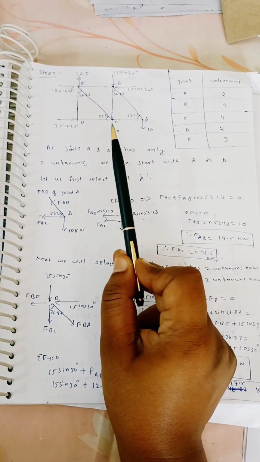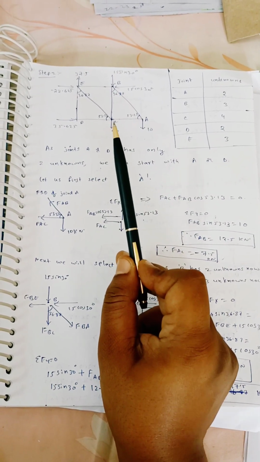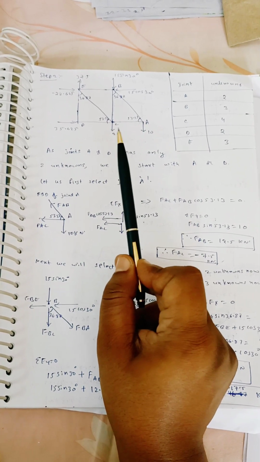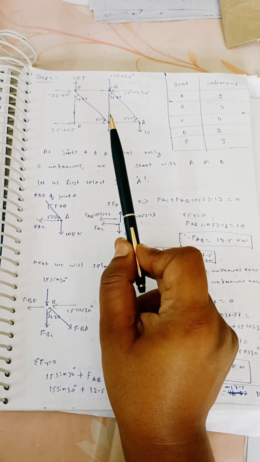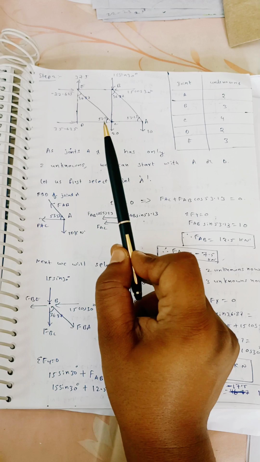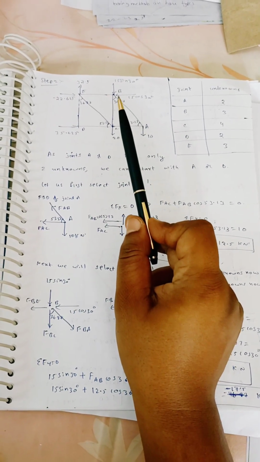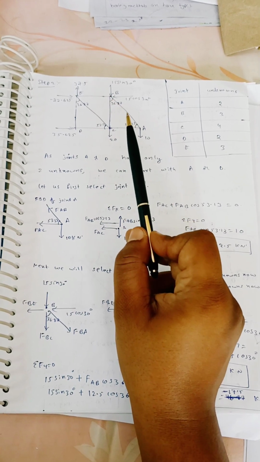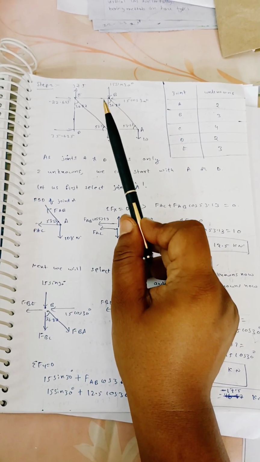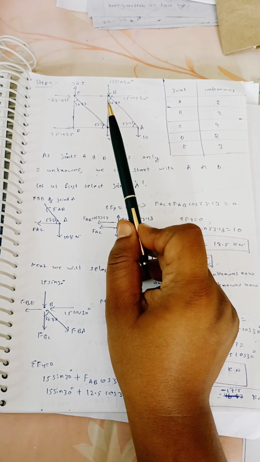Next, if we go to C, how many unknowns are there here? This is known, this is known. So 1, 2 and 3 unknowns are there. So we cannot go to C. No, let's go to B. So here how many unknowns are there? This is already known here, FAB. So 1, 2. So 2 unknowns are there now at B. So we can go to B.